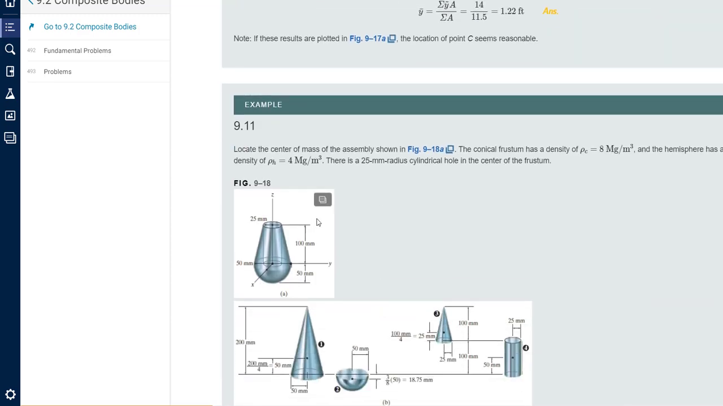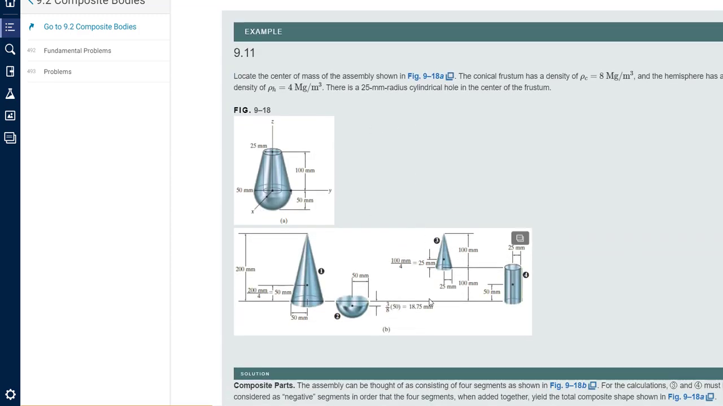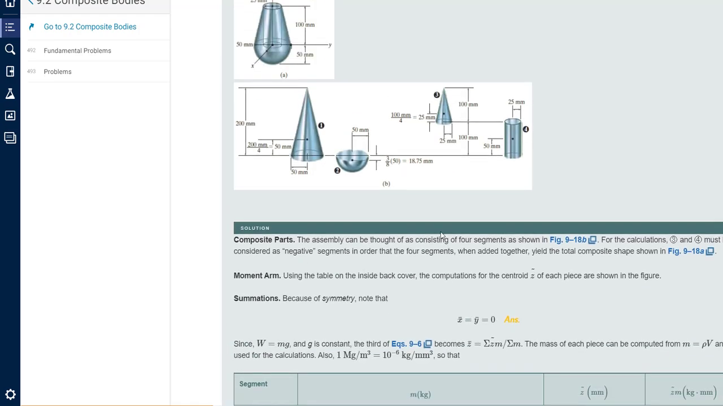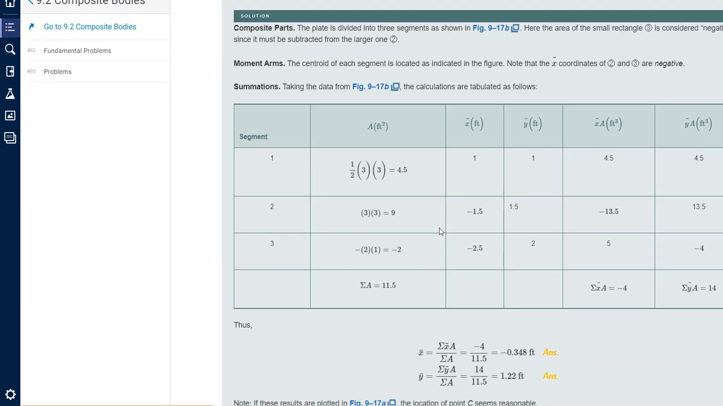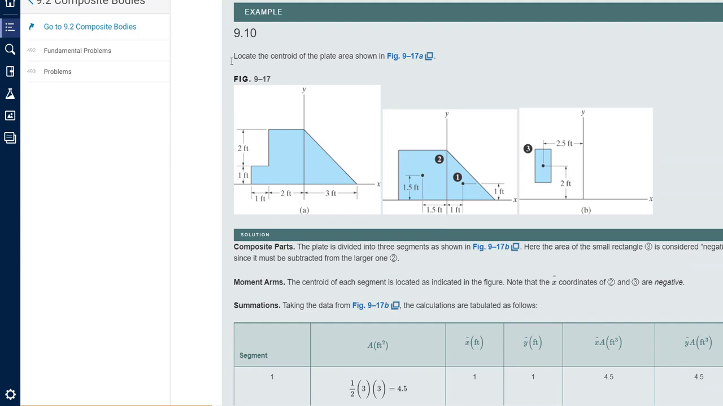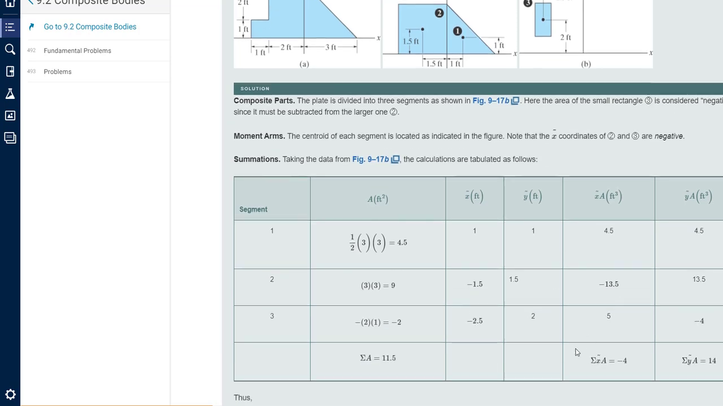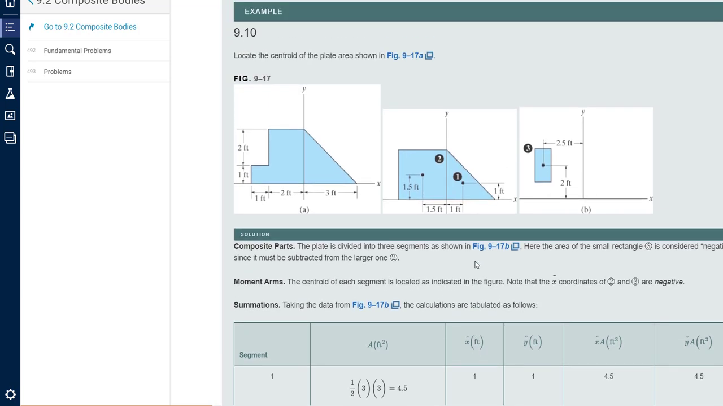All right, this one shows a more complicated geometry, but we're dealing with some densities, but still it's just that weighted average. So the goal here is going to be able to break down whatever the problem gives you into pieces so that you can load it into the table and then let the spreadsheet do the calculations for you.